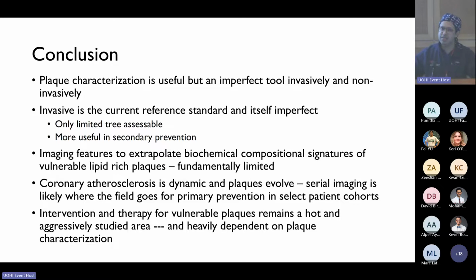OCT software exists as well. There's 2 or 3 different types. NIRS-IVUS software exists as well. And IVUS software existed. It was called VH-IVUS in the early to mid 2000s, and then it's now no longer sold by the company because lots of studies have shown that it's just unreliable, and the quantification is not so accurate.